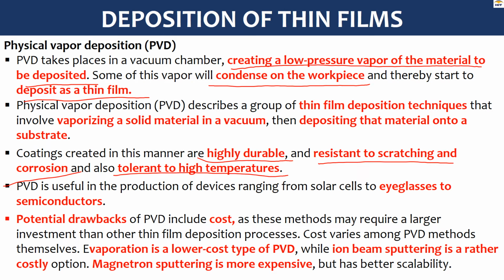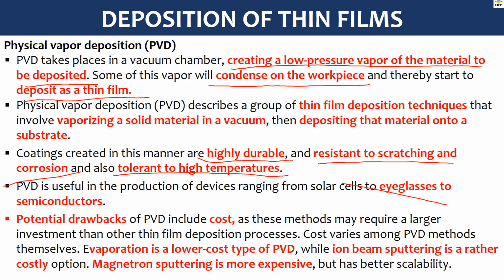So if your IC is going to be working in components or equipment that operates at high temperatures, then you need PVD as your method of deposition of thin films. Also, solar cells, eyeglasses, and other semiconductors make use of PVD.